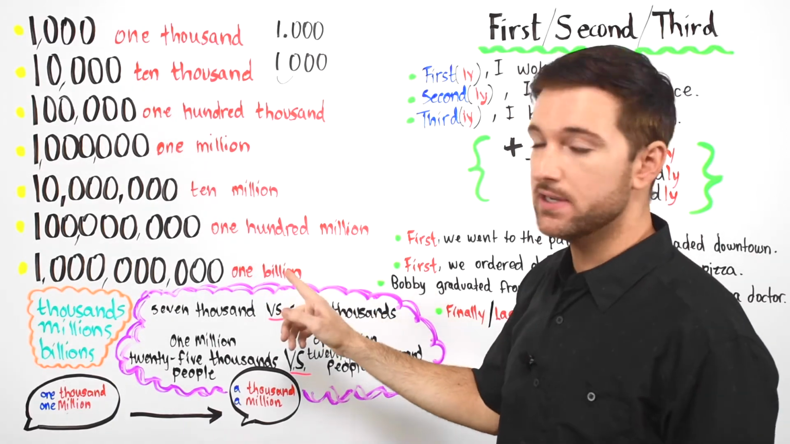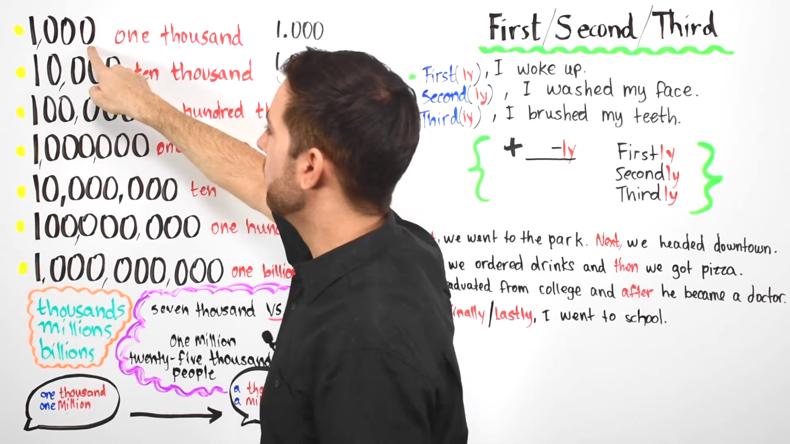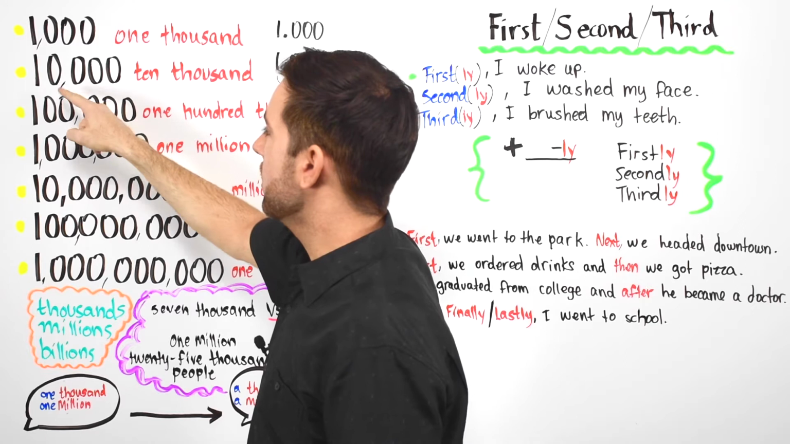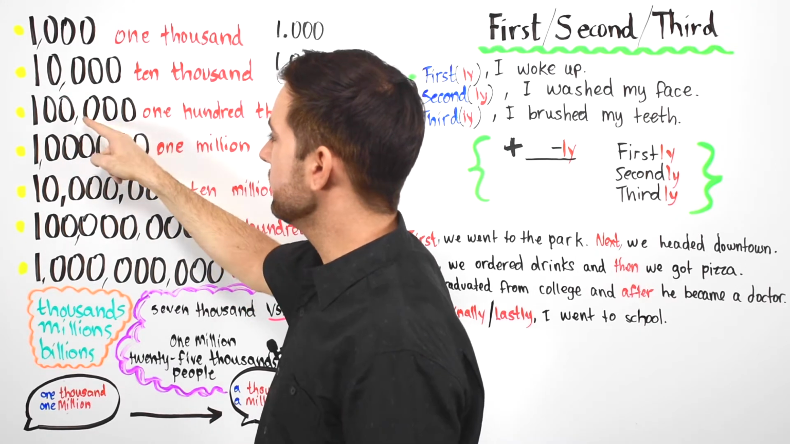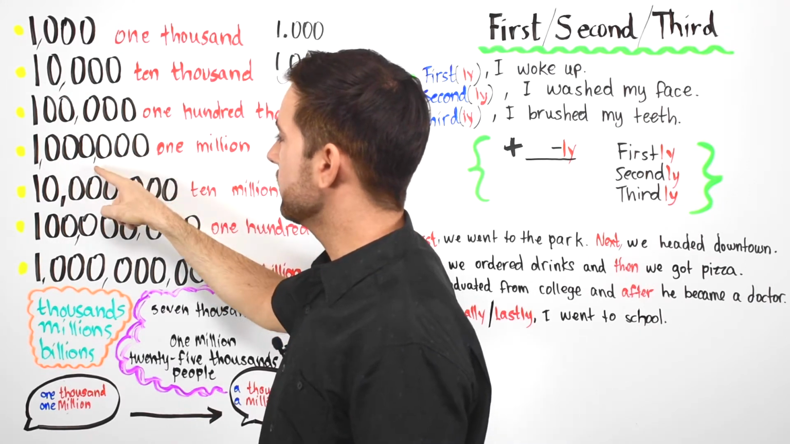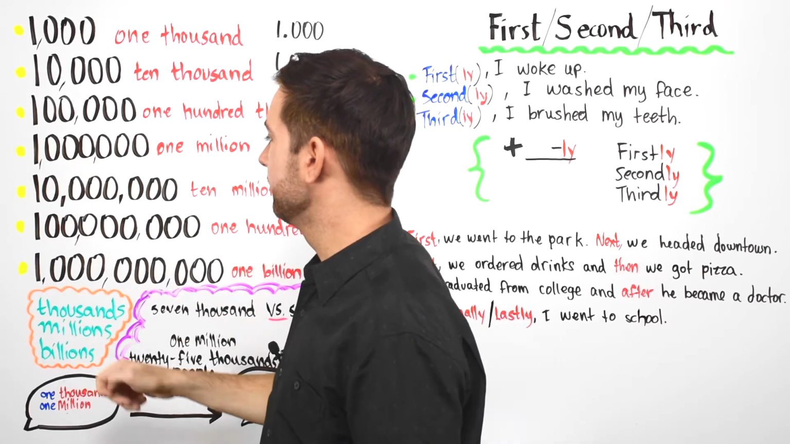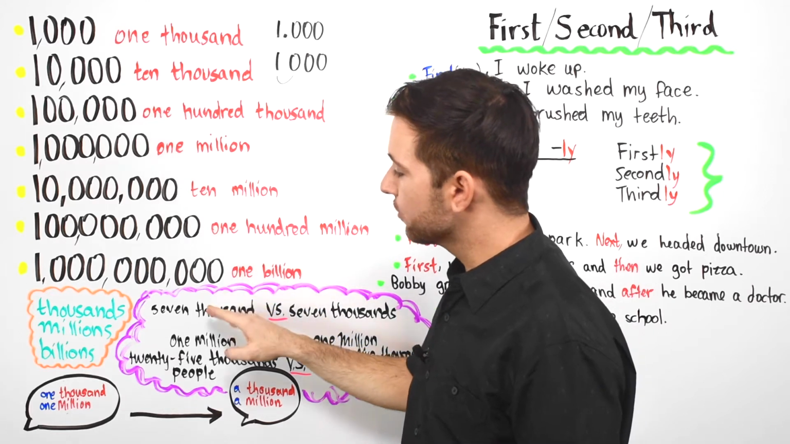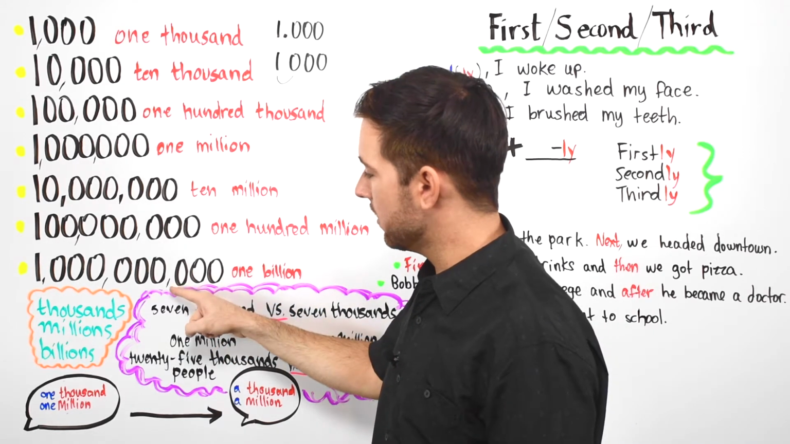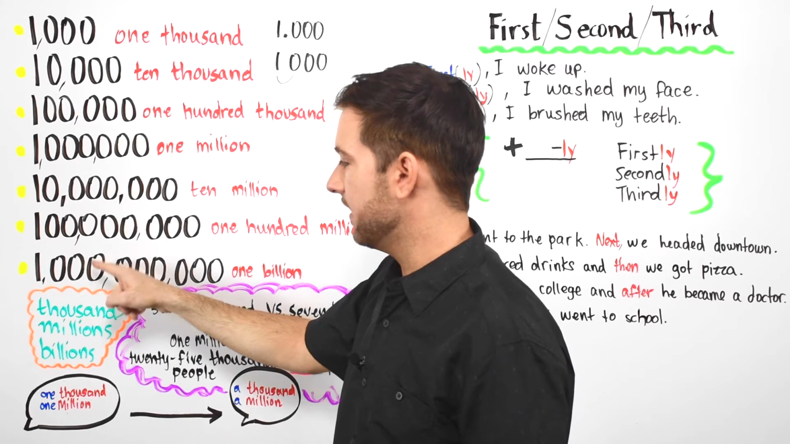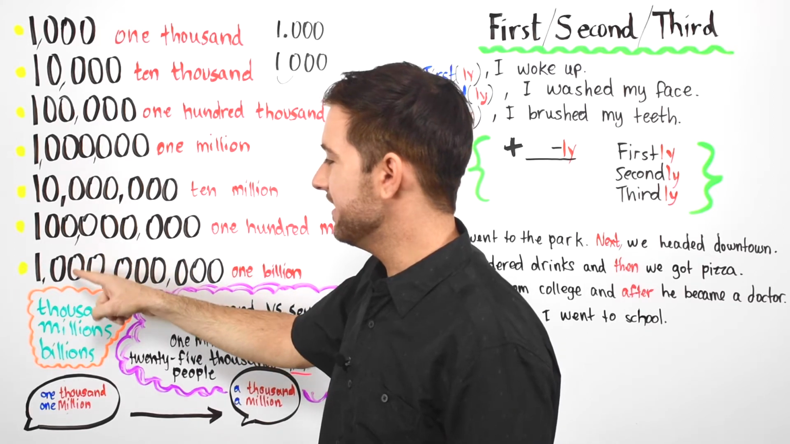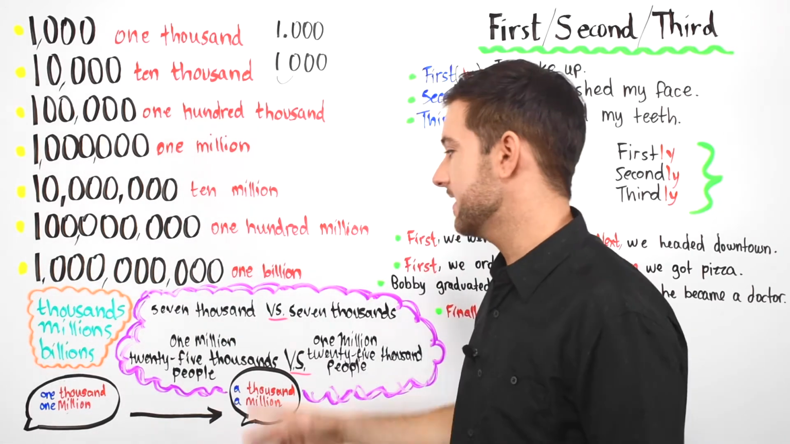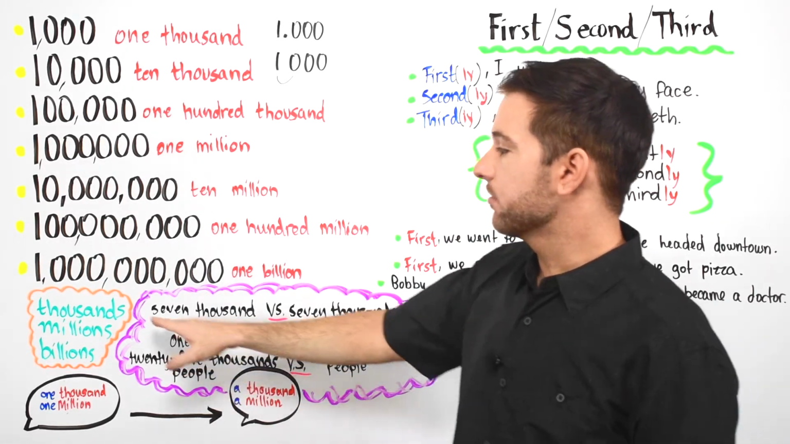And notice how we place the commas. We count like this: 1, 2, 3, comma. 1, 2, 3, comma. And look at a billion. Right here we have 9 zeros for a billion. So 1, 2, 3, comma, 4, 5, 6, comma, 7, 8, 9, comma, and then we have the number 1. And that's a billion. So here you have 3 commas.